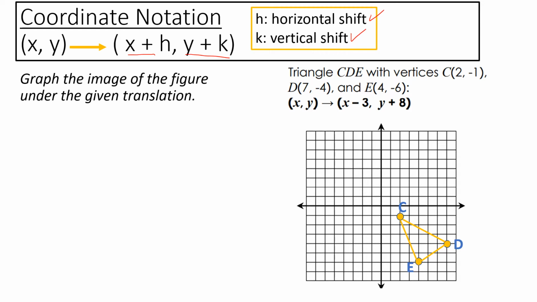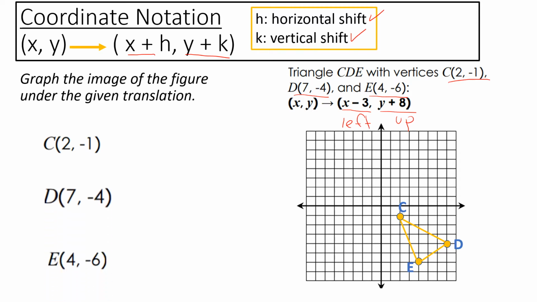So now if we look here, it says graph the image of the figure under the given translation. This is our triangle with vertices C (2, -1), D (7, -4), and E (4, -6). We want to translate this figure x minus 3 and y plus 8. So basically 3 units to the left and 8 units up.